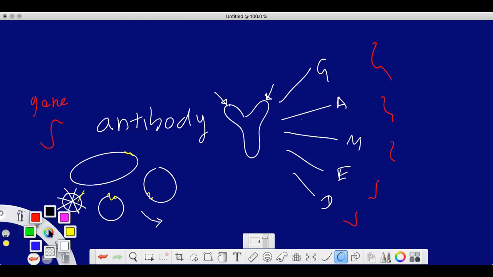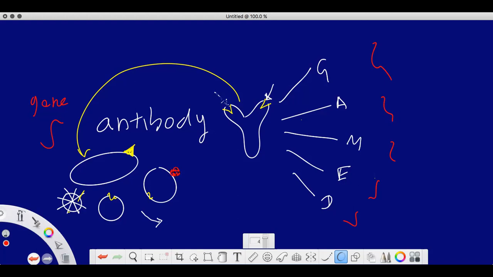Let's say this pathogen has a protein shaped like this. Then this antibody should also have a region which can fit into this yellow triangle shape, like this. Now this antibody is specific to identify this pathogen. The other pathogen has this kind of identification marker. The other pathogen has a different identification marker. Then the antibody should have a specific shape on this region that can identify different pathogens.